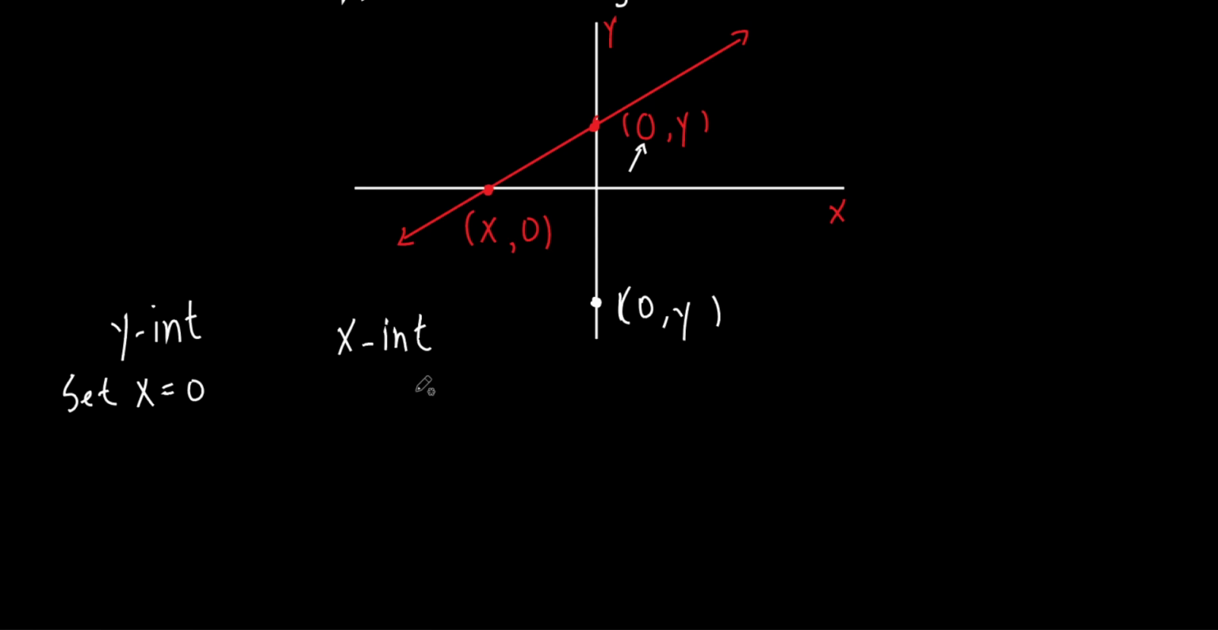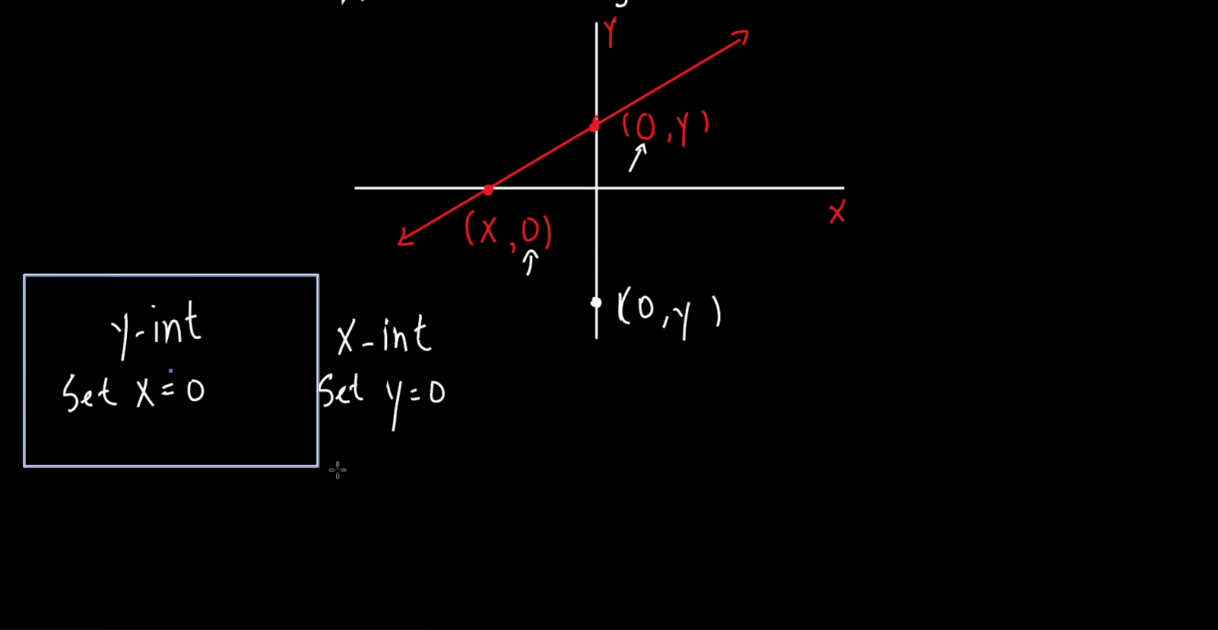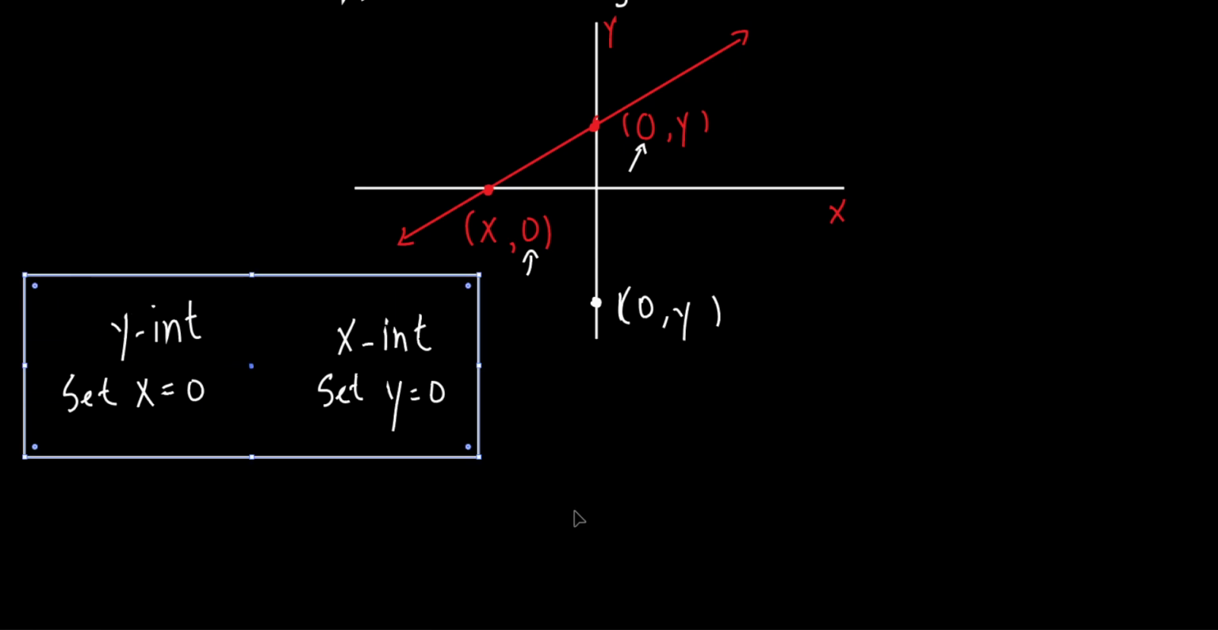So, very good. In order to find the x-intercept, what do we do? Set the y equal to 0. That's really, really important. So, keep that in mind. Put it in a box or something. Something that you're going to remember.